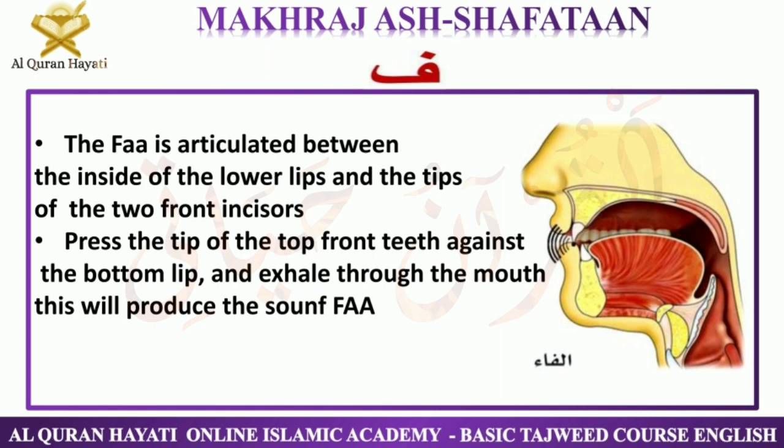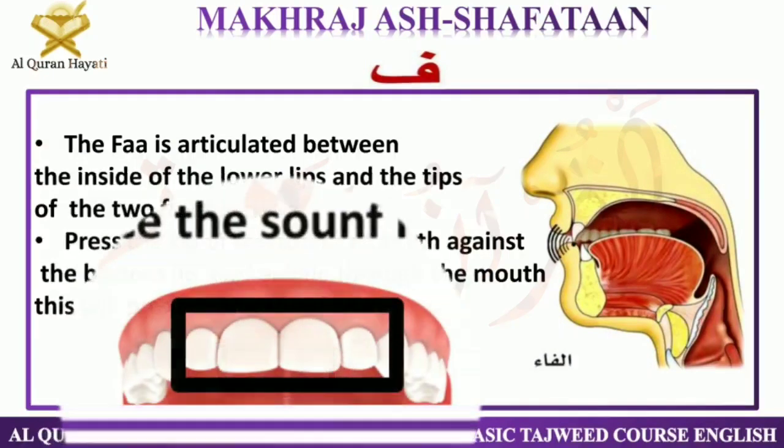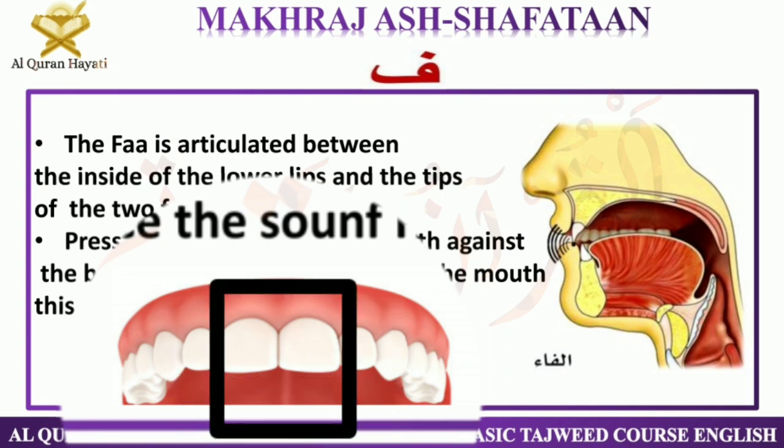Okay, first inshallah let's learn the letter fa. The fa is articulated between the inside of the lower lip and the tips of the 2 front incisors. From this image you can understand, here there are 4 incisor teeth in the upper side and the lower side of our jaw. Okay, in the upper jaw and the lower jaw inside our mouth, we have 4 incisor teeth that are in a square kind of shape. Everyone can see it is just behind your lips. Of these 4 incisor teeth, the upper 2 incisor teeth are used to pronounce the letter fa.